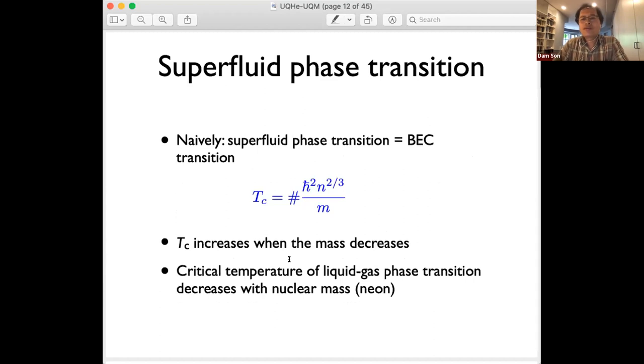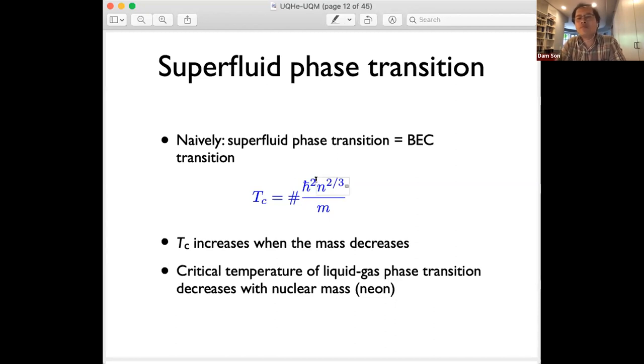Let's ask about the behavior of the superfluid phase transition temperature, TC, the phase transition between superfluid and the liquid as one changes M. To a very rough approximation, one can think about that superfluid phase transition as the BEC transition. And there is a formula in all textbooks in statistical mechanics, which says that TC of a non-interacting Bose gas is equal to N to the power of 2/3 divided by M.